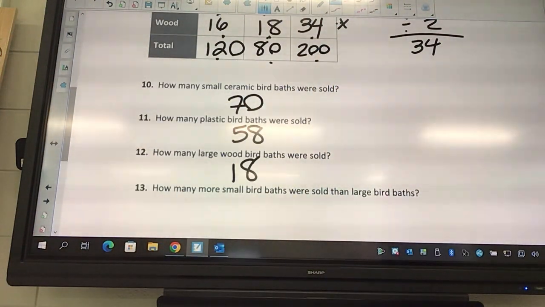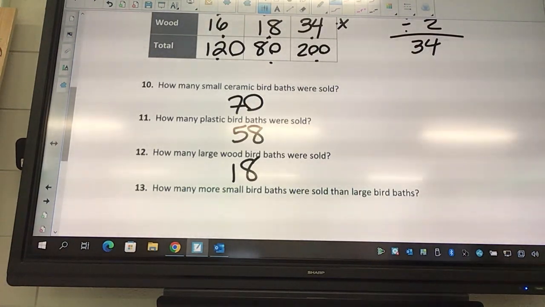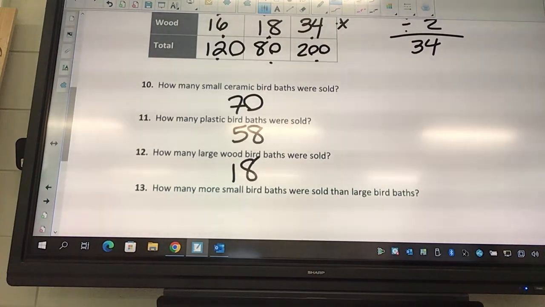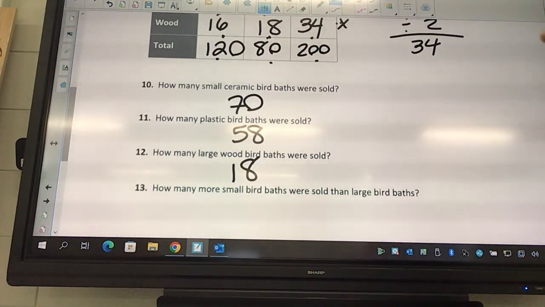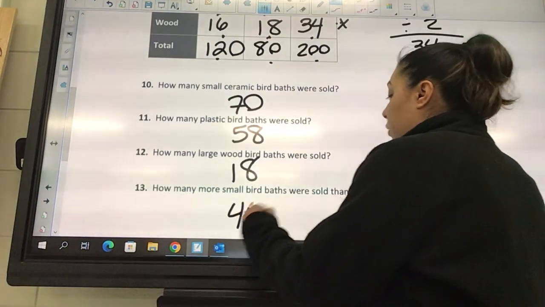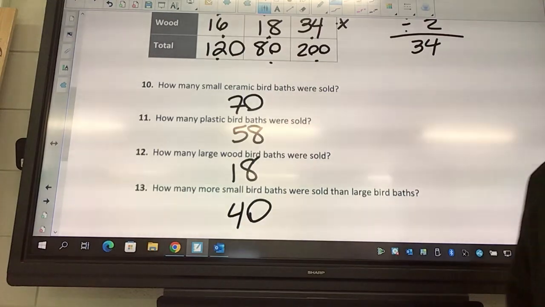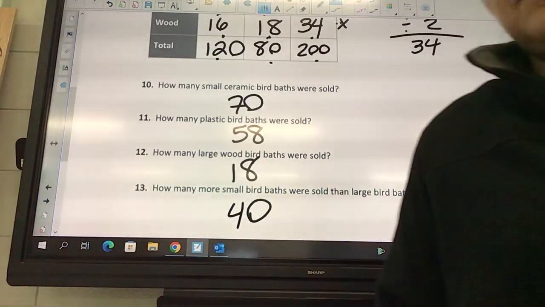Okay, so how many small did we sell? 120. How many large did we sell? So what is the difference? 40. So there was a 40 difference. Okay, that's essentially what they're wanting to know. How many more small were sold than large?